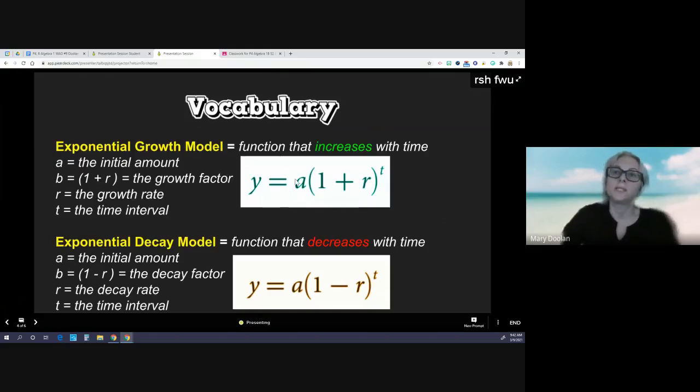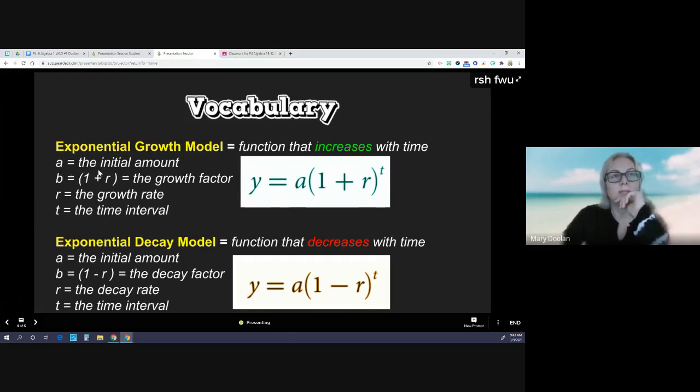What's different here is we still have A. Instead of f of x, we have y, but f of x and y are interchangeable. In the parentheses, instead of just b, we have 1 plus r. For our exponent, instead of x, we have a t. So you can see what these different letters mean over here.